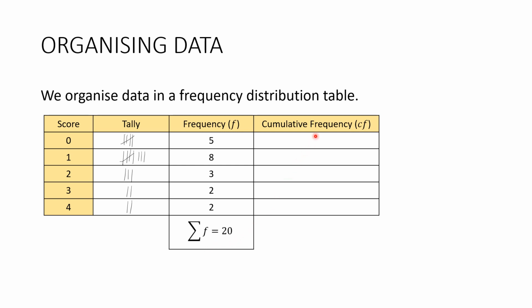Now you may or may not have covered cumulative frequency. And this is where we add up, bit by bit, this frequency column, like this. So we move this 5 over, and then we're going to add on the 8, which gives us 13, then add on the 3, which is 16, add on the 2 is 18, and then add on the final 2 gives us 20. Now this number here should match the total frequency column. So this is like a running total.